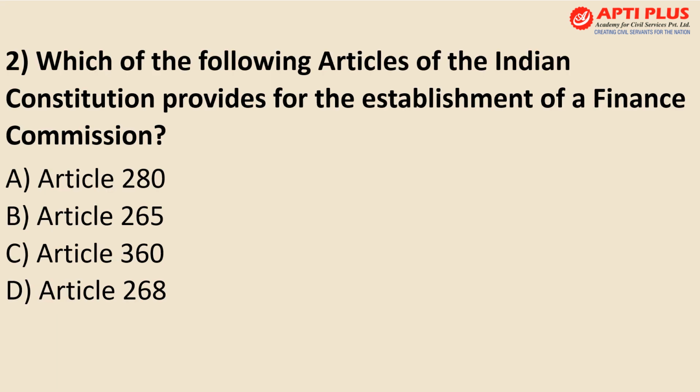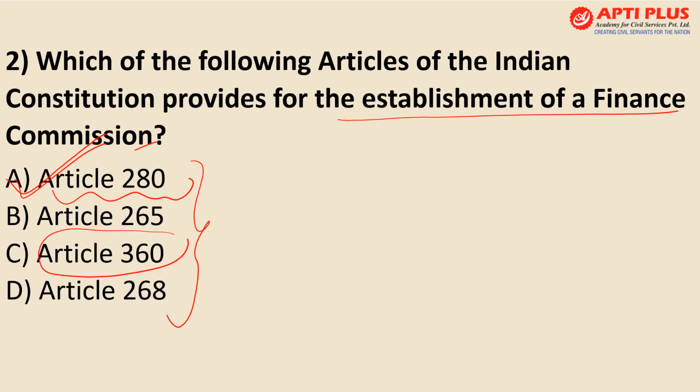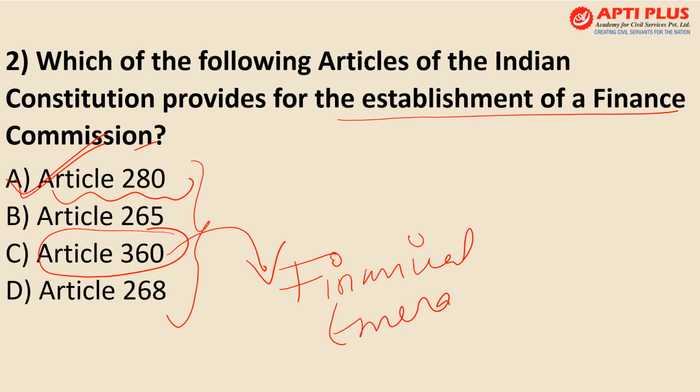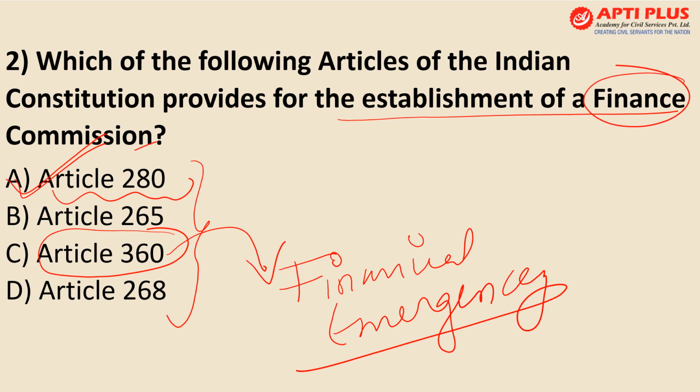Let's move on. Which of the following articles of the Indian Constitution provide for the establishment of the Finance Commission? And answer is A. Article 280. See here, other articles are also mentioned, but only Article 360 is important, except Article 280. We should know with respect to Article 360, it is a provision of financial emergency.